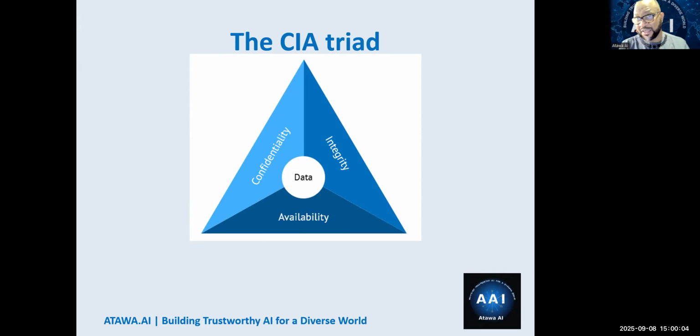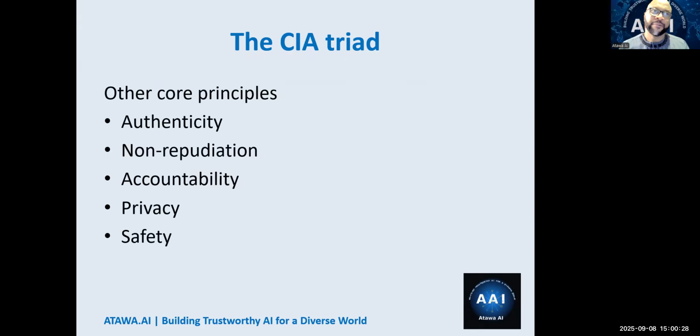So confidentiality means it should be seen only by the person that is supposed to see it. This is looking at it from what I call a blue team perspective. If you're looking at it from a red team perspective, you hear about the DAD triad, which stands for disclosure, destruction, and of course, denial. So they complement each other. But for now, we talk about the CIA triad.